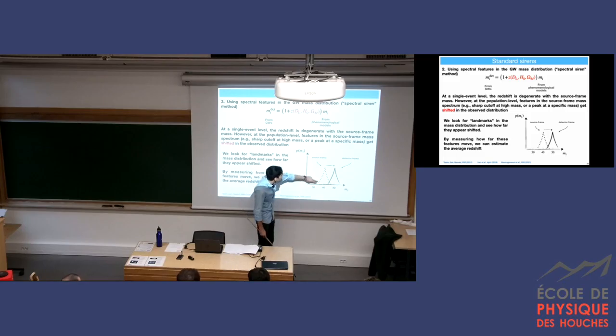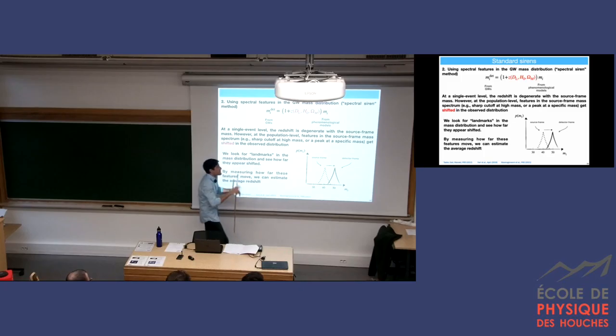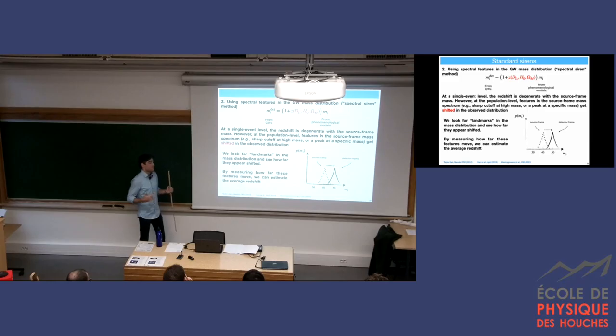Now, this is how it would look in the source frame. It has a peak at 40 solar masses. But actually, we don't observe this. What you observe is a distribution which is shifted, and whose peak is actually at 50 solar masses. And so if we knew that the source frame value had to be at lower values, we could say, by measuring how much the value has shifted, I can get the redshift. This is the basic idea behind the spectral siren method. So by measuring how far these peaks or features shift, we can obtain information about the redshift.